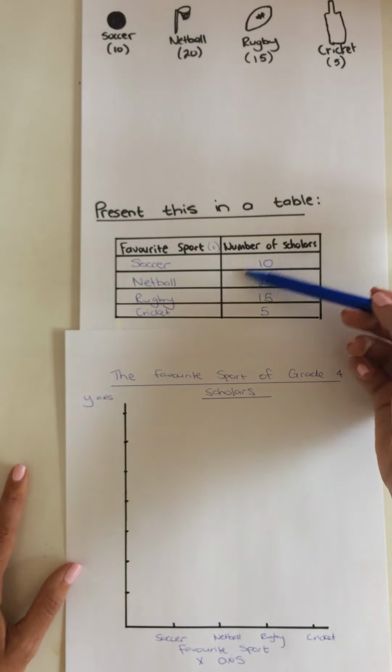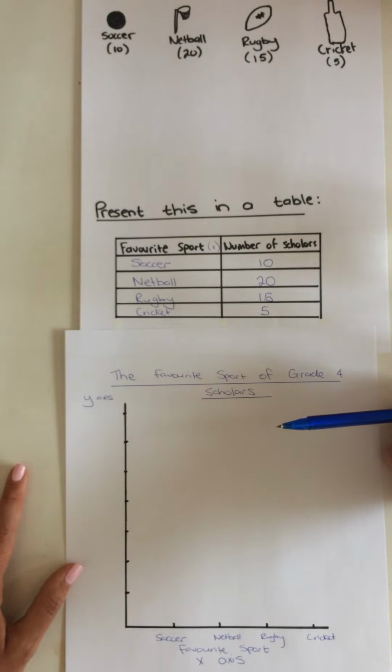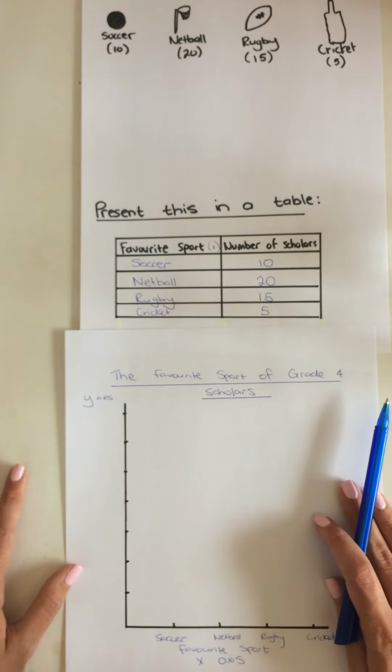So because I can see with this information, I can count in 5s and I'll be able to get to each one of these numbers. I'm going to make my y-axis in 5s.